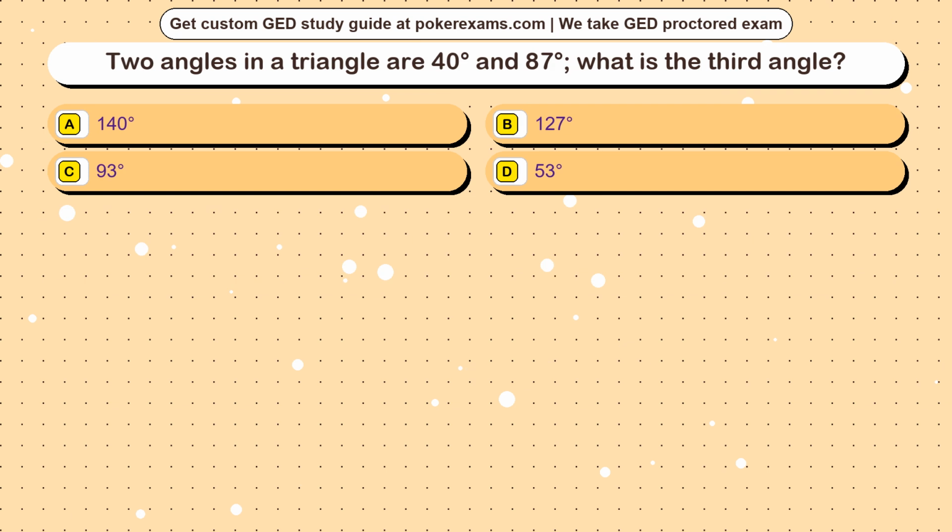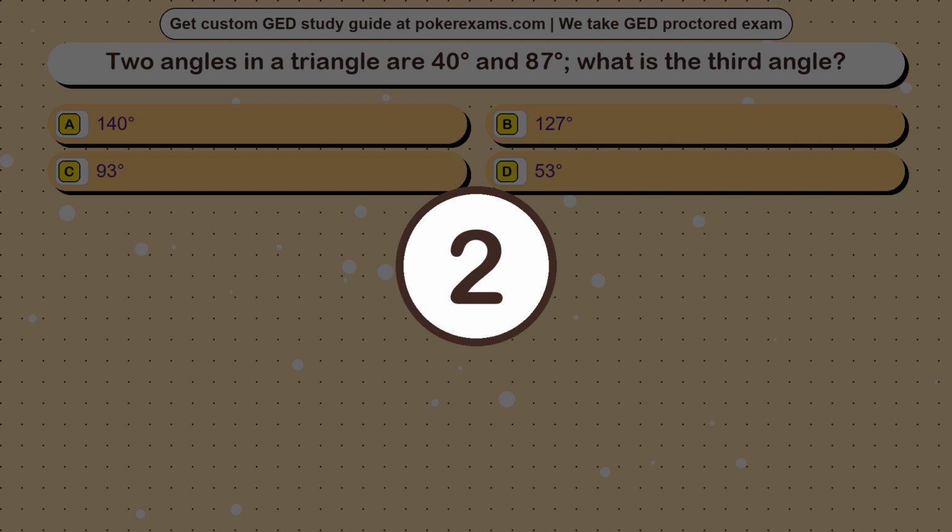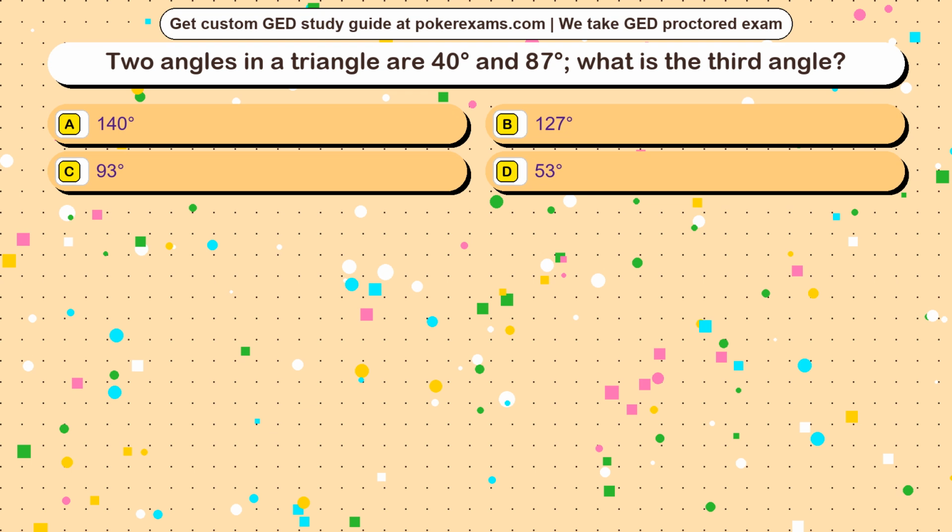Question 6. Two angles in a triangle are 40 degrees and 87 degrees. What is the third angle? Option A 140 degrees. Option B 127 degrees. Option C 93 degrees. Option D 53 degrees. The correct answer is option.